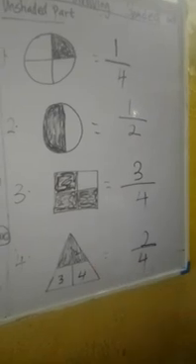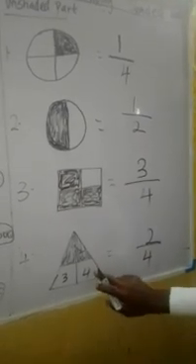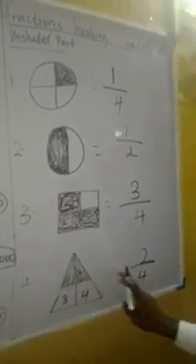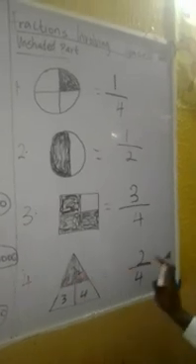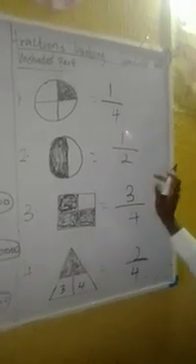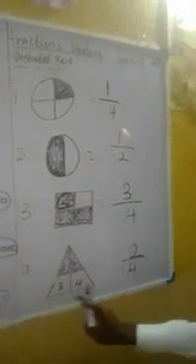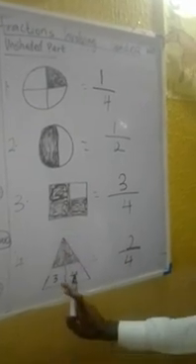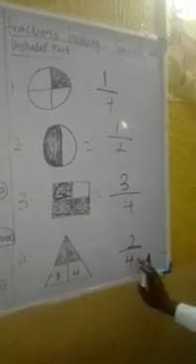And the same thing applies here. This is a triangle. Okay. So, how many shaded parts do we have? 1, 2. You write it. You count your shaded part. You write it as your numerator. And you count the whole. That is 1, 2, 3, 4. It becomes your denominator. Good. It becomes your answer.